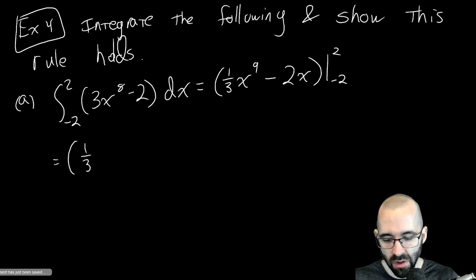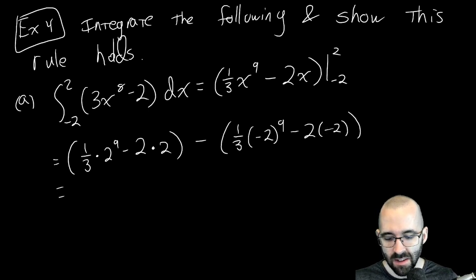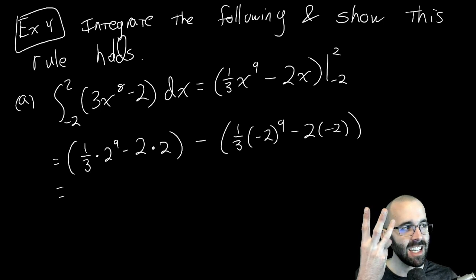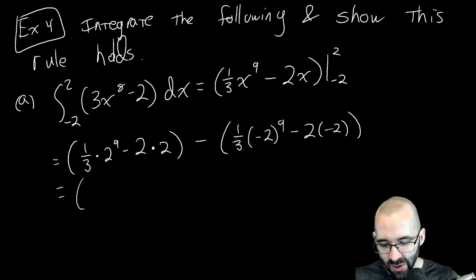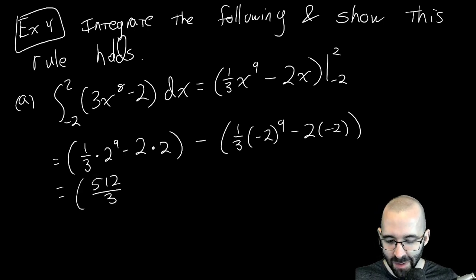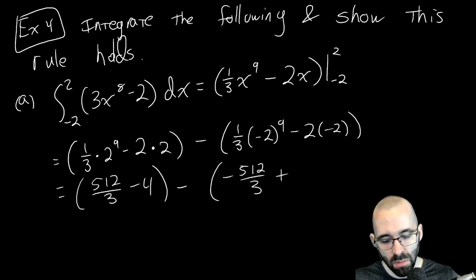We plug in +2, we get 1/3 times 2 to the 9th minus 2 times 2. And we subtract when we plug in -2, we'll get 1/3 times -2 to the 9th minus 2 times -2. We'll keep simplifying. 2 to the 9th is, I can do this. 2, 4, 8, 16, 32, 64, 128, 256, 512. We'll get 512 over 3. There's no way I'm making another mistake in my head, right? Minus, what does this become? -512 over 3 plus 4.